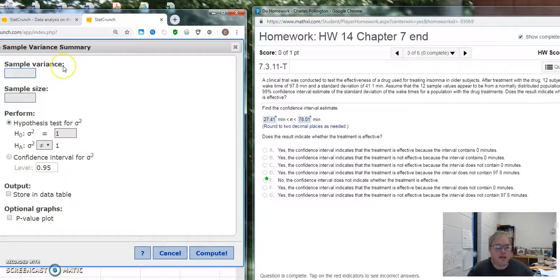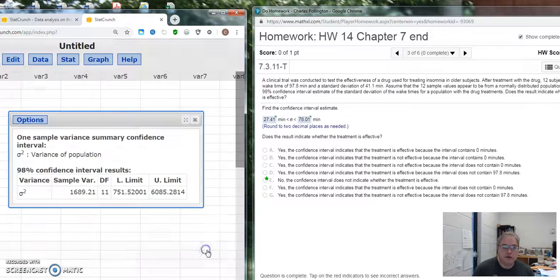And the first thing it asks for is a sample variance. It told me the sample standard deviation. So to get the sample variance, I've got to square that on my calculator, and I get 1689.21, and I'm going to put that all in there. Don't round this, unless it's a really long decimal. You don't want to be rounding these. Sample size is 12. Mean, irrelevant. It's not needed for this test. Change to 98. Compute.